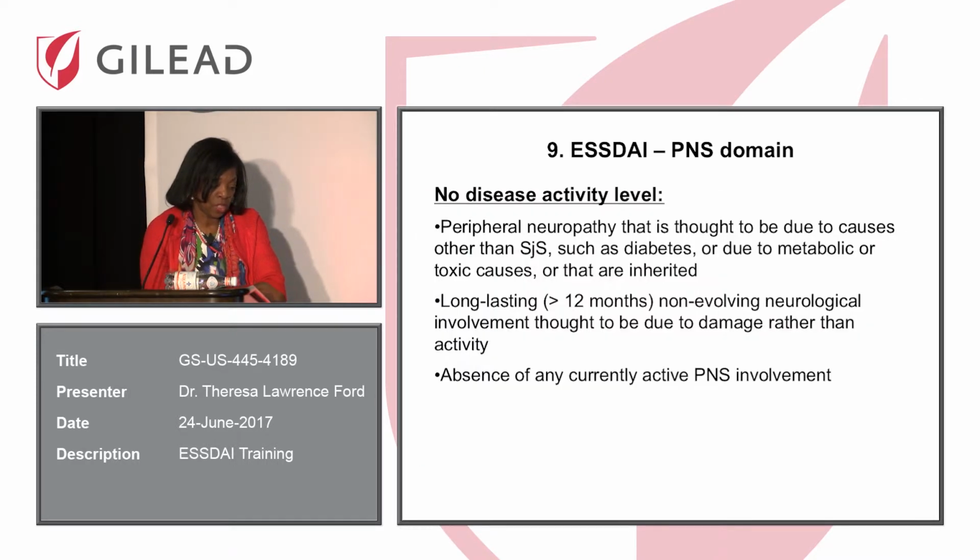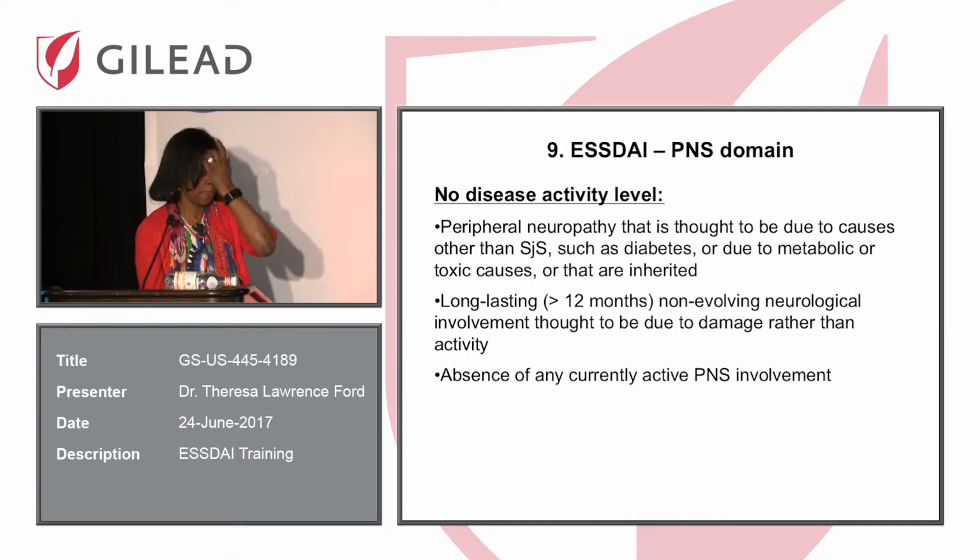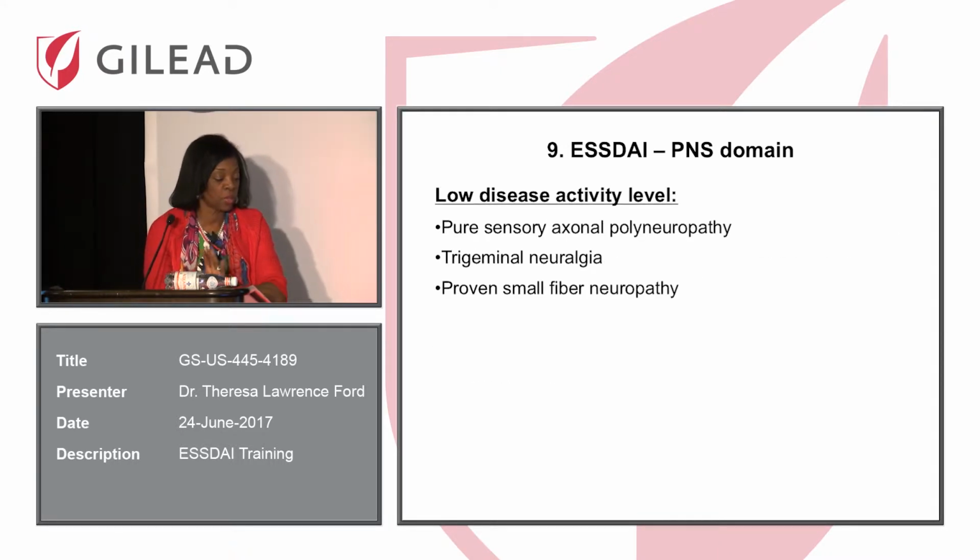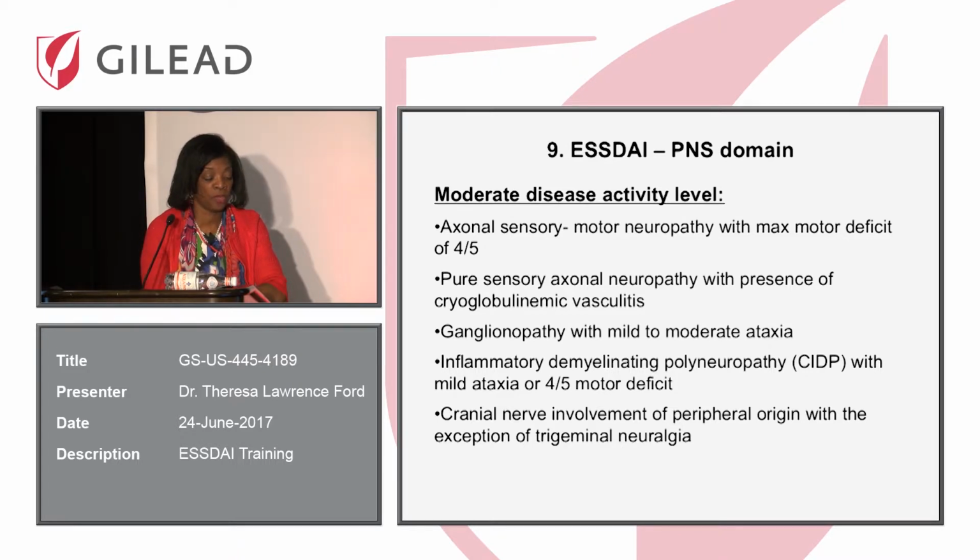No disease if it's thought to be something else, diabetes, toxins, some other metabolic or inherited causes, greater than 12 months, non-evolving neurological involvement thought to do with damage, and no evidence of active PNS involvement. Low being the pure sensory axonal neuropathy, trigeminal neuralgia, or a skin biopsy proven small fiber neuropathy. Escalates to maximum motor deficit of 4/5 with sensory motor, or pure sensory axonal neuropathy with cryoglobulinemic vasculitis.